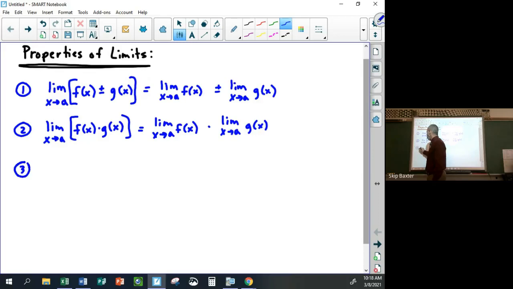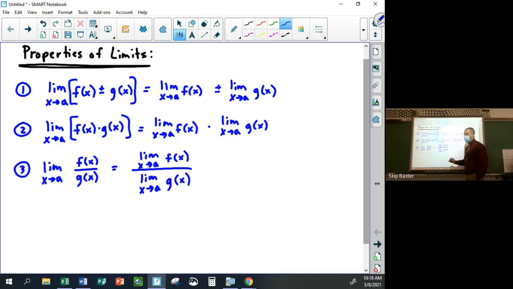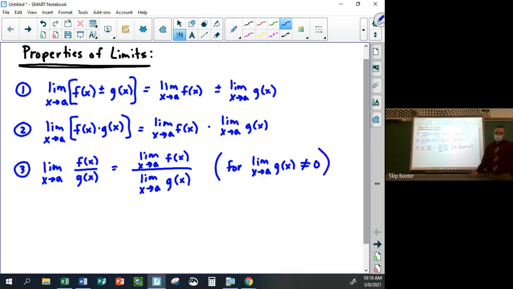It also works for division in most situations. Like if I have the limit as x goes to a of f of x over g of x, this is the limit as x goes to a of f of x over the limit as x goes to a of g of x. Now, under what circumstances do you think this won't work? Zero. Yeah, if the bottom limit ends up being 0, this obviously doesn't work anymore, right? So for the limit as x goes to a of g of x not equal to 0, you can't divide by 0, obviously.